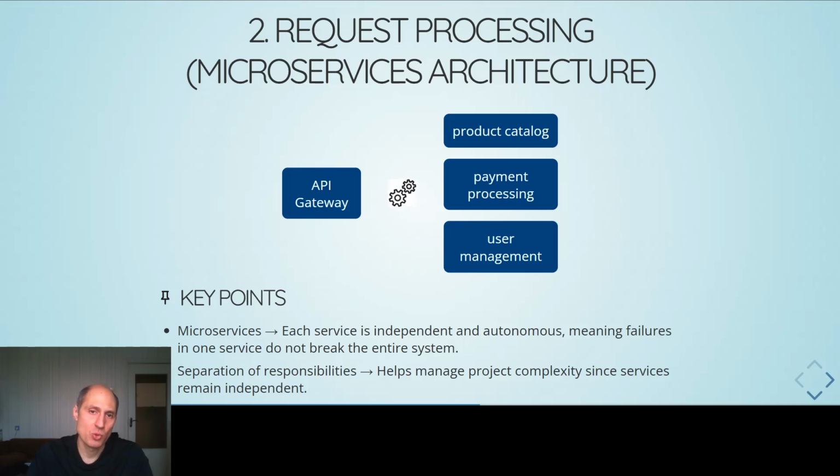What are the key points of this step? Microservices. Each service is independent and autonomous, meaning a failure in one service does not break the entire system. Separation of responsibility helps manage project complexity since services remain independent.